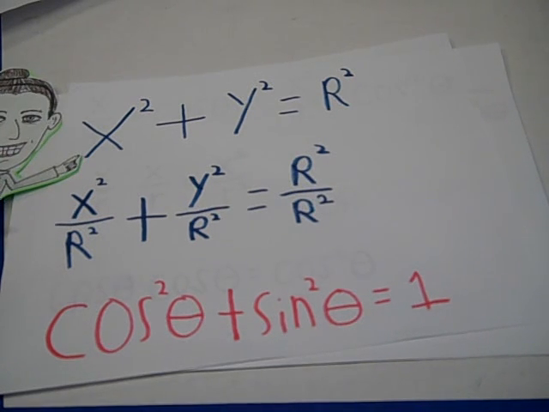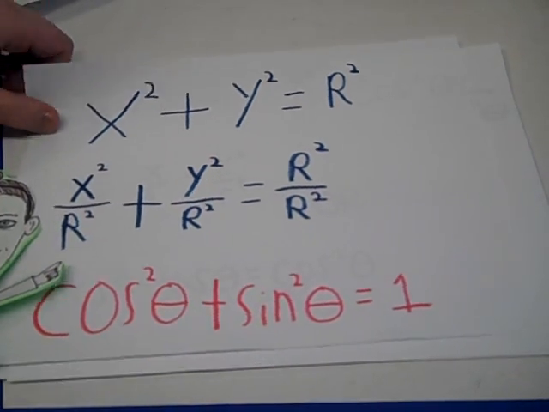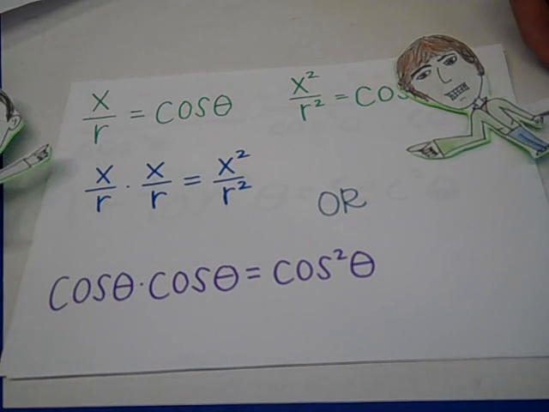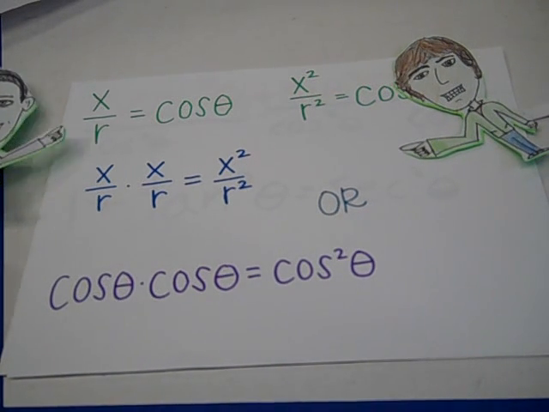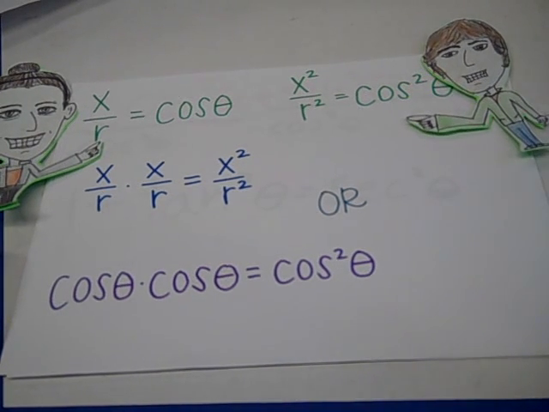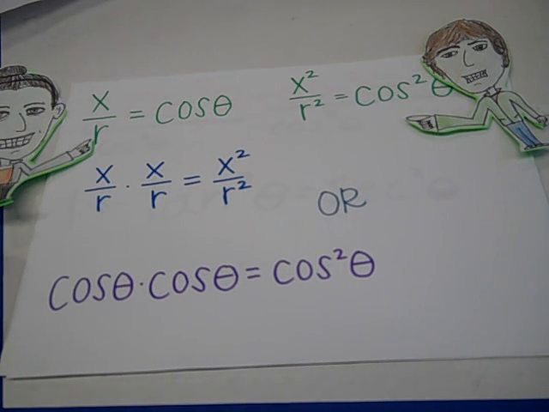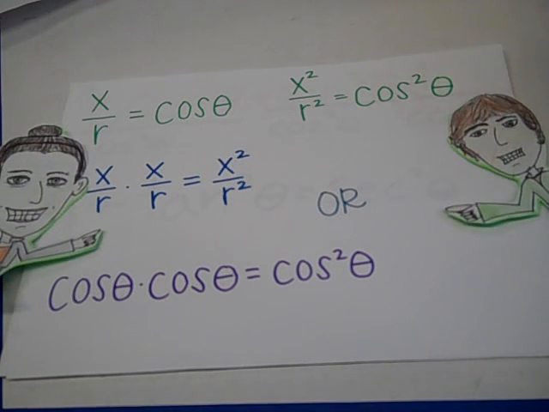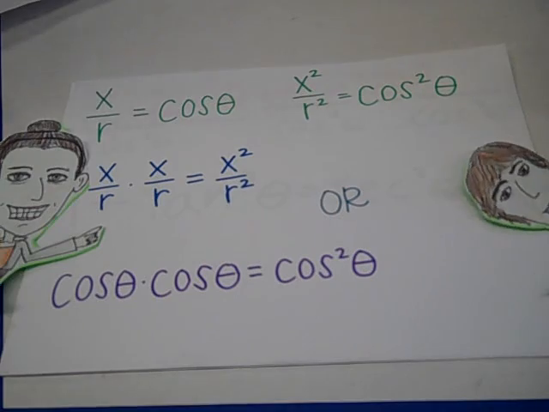How does x squared over r squared equal cosine squared theta and y squared over r squared equal sine squared theta? Well, remember how x over r equals cosine theta? Well, x squared over r squared equals cosine squared theta. It's the same thing. All that was done was x over r was multiplied by x over r, which becomes x squared over r squared. Since x over r equals cosine theta, then it's like cosine theta times cosine theta equals cosine squared theta.